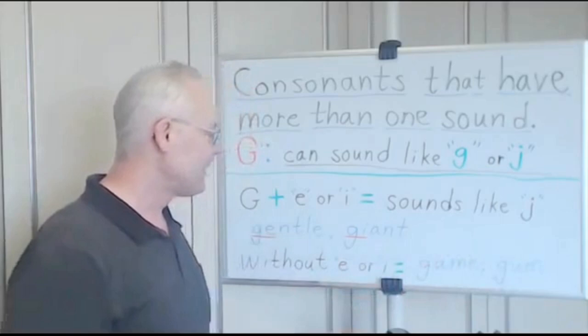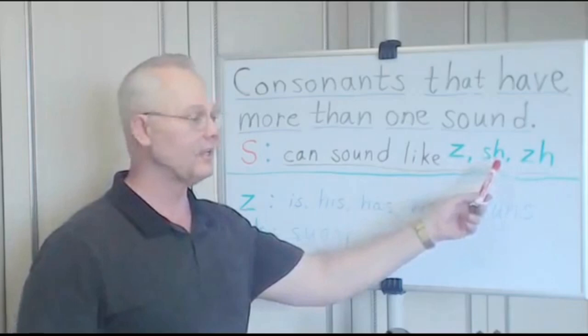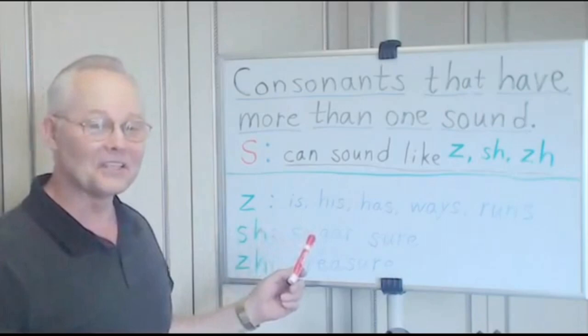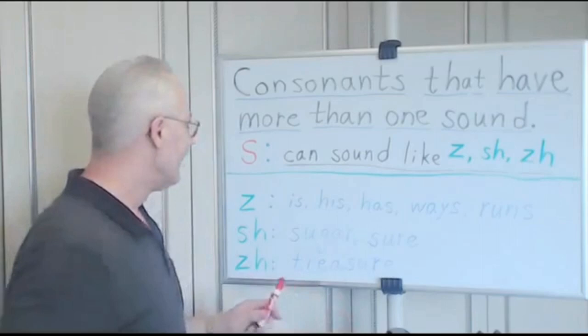Now, let's move on to the next letter. And here's our third and final letter, S. It can sound like Z, ZH, SH. Here, let's look at the words. It's easier to grasp the sound. When S sounds like Z. Now, most of the time, S sounds like S. That's normally what it sounds like. But it can sound like Z.